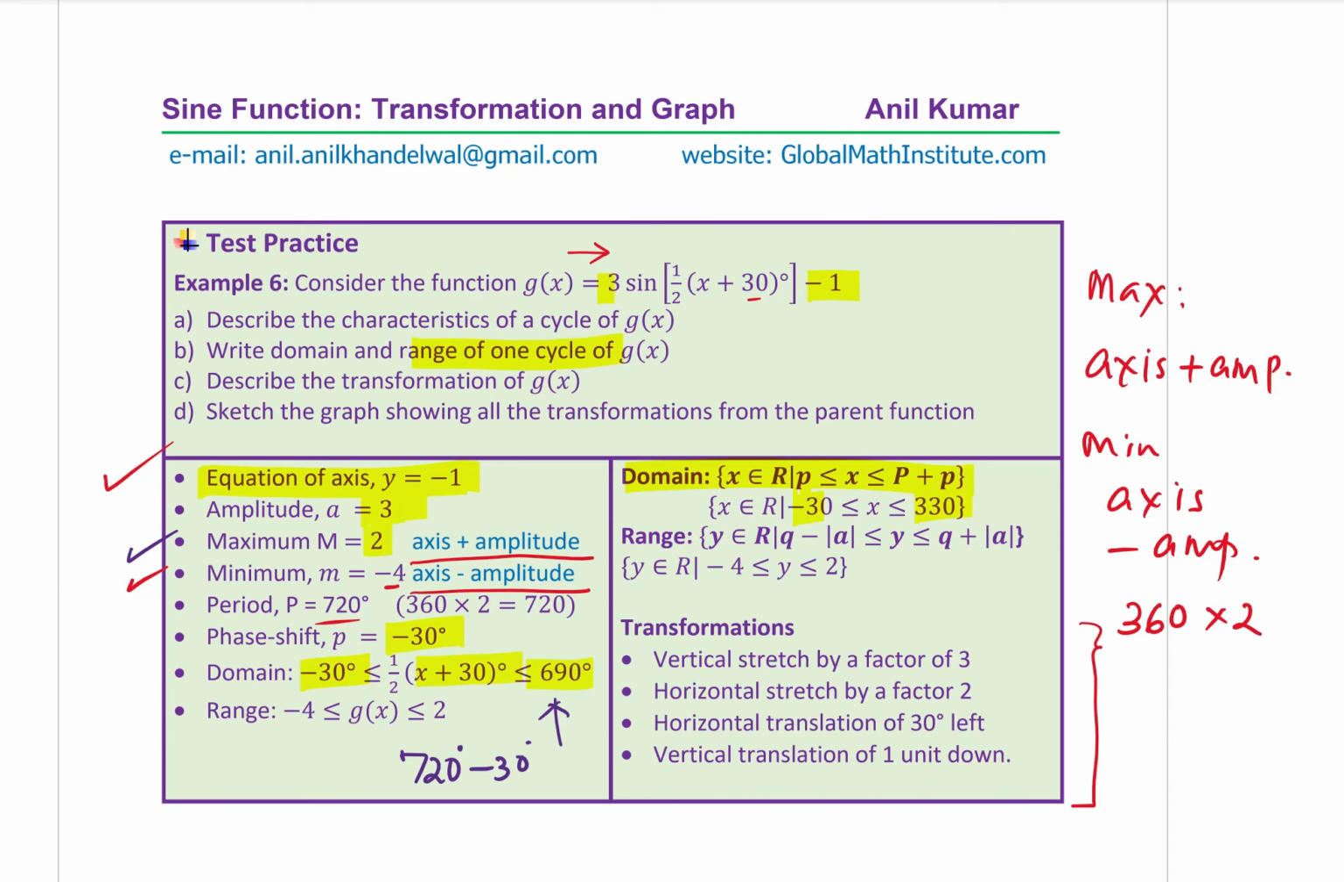Clear? As far as the range is concerned, you have to go from the axis. If you subtract from the axis, you get the lower limit. And if you add amplitude to the axis, you get the upper limit. So that is the general formula given to you. Perfect. Now, let's look into the graph of this function.